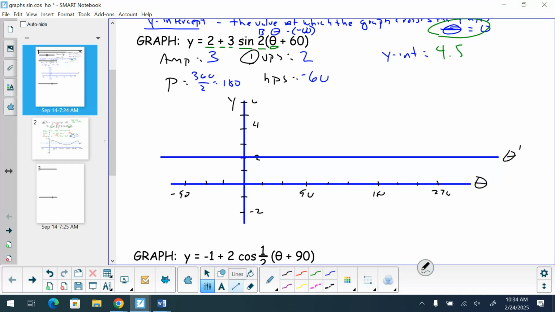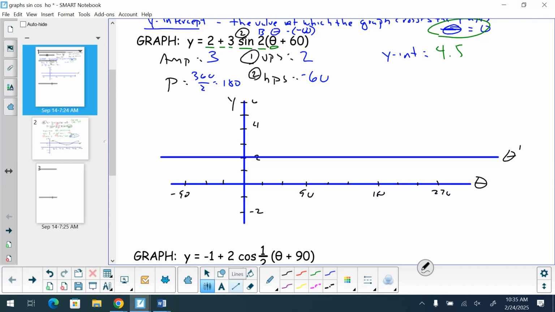Second thing, we need to know a start value. We need to know where we start. That was our y-intercept before. But our start value here, you look at your horizontal phase shift and your trig function. Horizontal phase shift tells us your theta start value. So we'd start at negative 60.